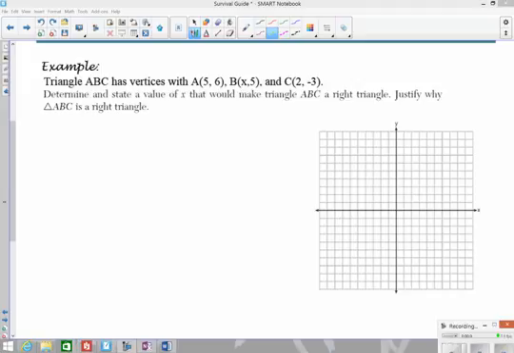For this example, we're given coordinates for triangle ABC, and we're trying to find x for coordinate B. So we're trying to find the x value that will make triangle ABC a right triangle. So the very first thing I want to do is start with plotting what I'm given.